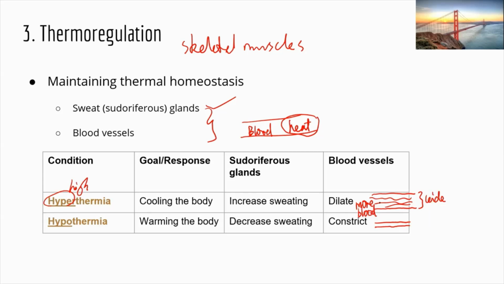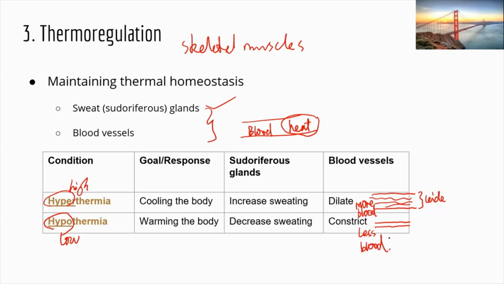Okay. Now, on the other hand, if your body is cold, hypothermia, right? Hypo means low. Then your blood vessels will constrict. So there's less blood going through the blood vessels in your skin. So you lose less heat from dissipation, less blood.